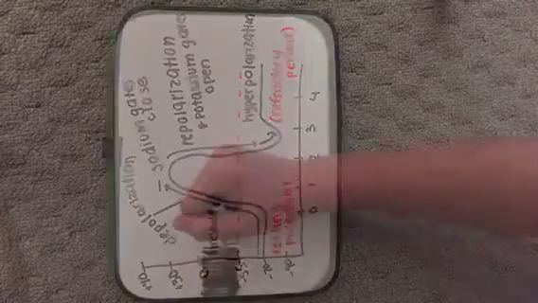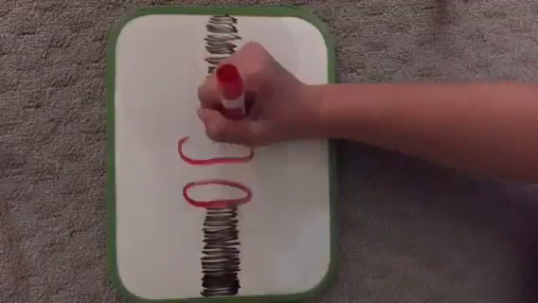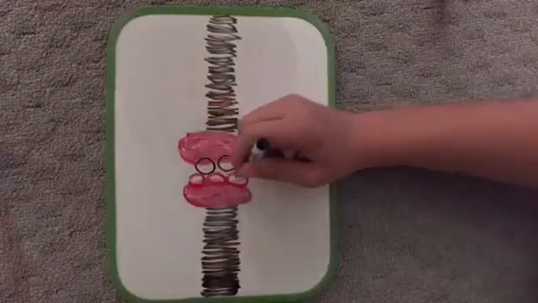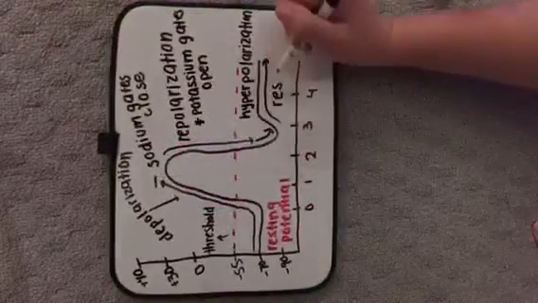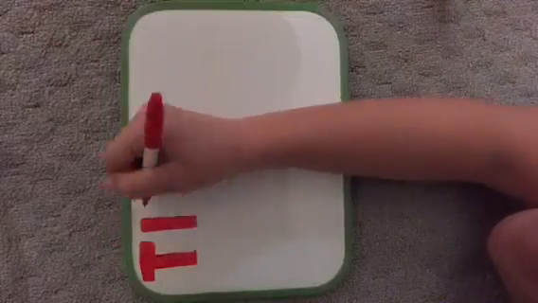The cell is finally brought back to resting potential using the sodium-potassium pump. The sodium-potassium pump pumps out 3 sodium ions and pumps 2 potassium ions back in. This is how an action potential occurs.